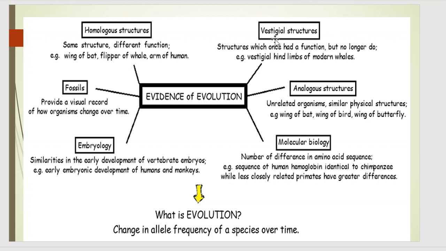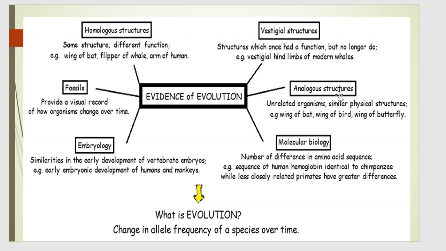Another one is vestigial structures. Vestigial structures are the structures which had a function but no longer do. An example is the vestigial hind limbs of modern whales, and also our appendix, the human vermiform appendix. These are said to be well developed and had a function in the ancestor's body, and due to the course of evolution, they have disappeared, according to evolutionists. So these structures show that organisms had common ancestors before.